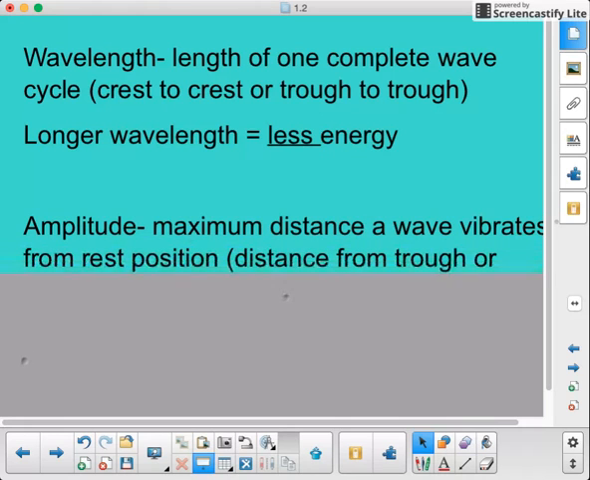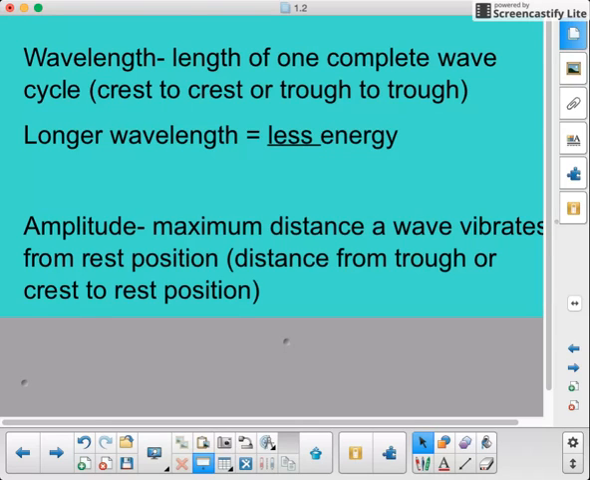The second term in the notes is amplitude. Amplitude is defined as the maximum distance a wave vibrates from rest position. If you picture the way a lake looks on a day that it's perfectly calm, there are no waves, and the surface of the lake looks like glass, that's the rest position. That's where the water would be if there were no waves on the lake. So a rest position is the position where the matter would be if there were not any waves traveling through it. And amplitude measures how high above that position the wave is causing the matter to vibrate.